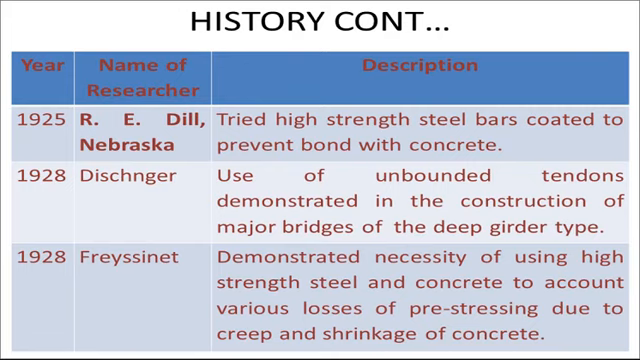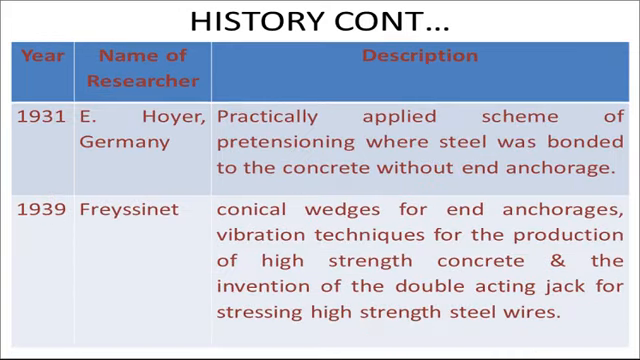Then 1928, Dischinger used unbonded tendons, demonstrated in the construction of major bridges of the deep girder type, but the actual work done in prestressing in 1928 was by Freyssinet. He demonstrated the necessity of using high strength steel and high strength concrete to account for various losses of prestressing due to creep and shrinkage. And this is where the real work starts in prestressed concrete.